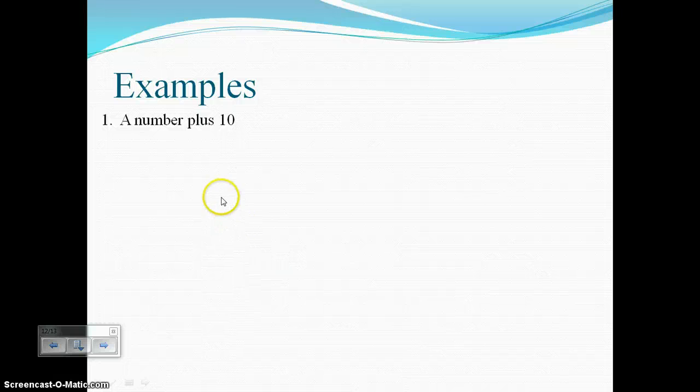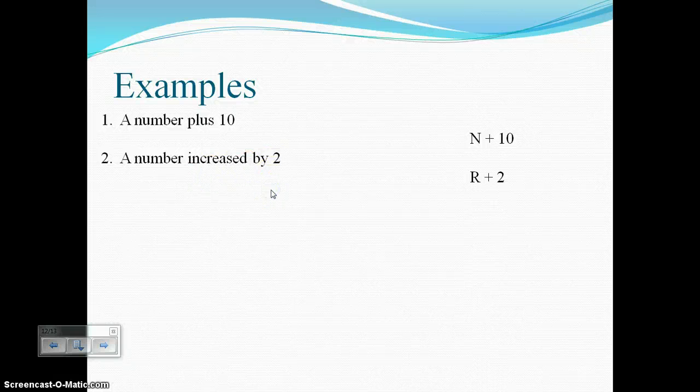Now let's look at some examples. A number plus 10. So that's going to be n plus 10. Again, you can use whatever variable you would like. You do not have to use the one that I'm using. A number increased by 2. n, or r in this case, plus 2. 8 increased by a number. 8 plus x.